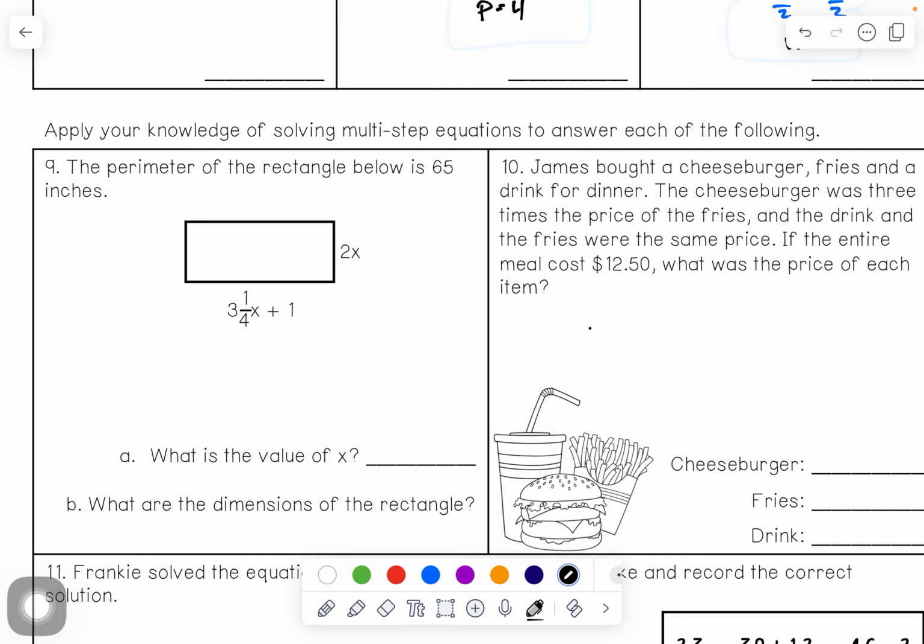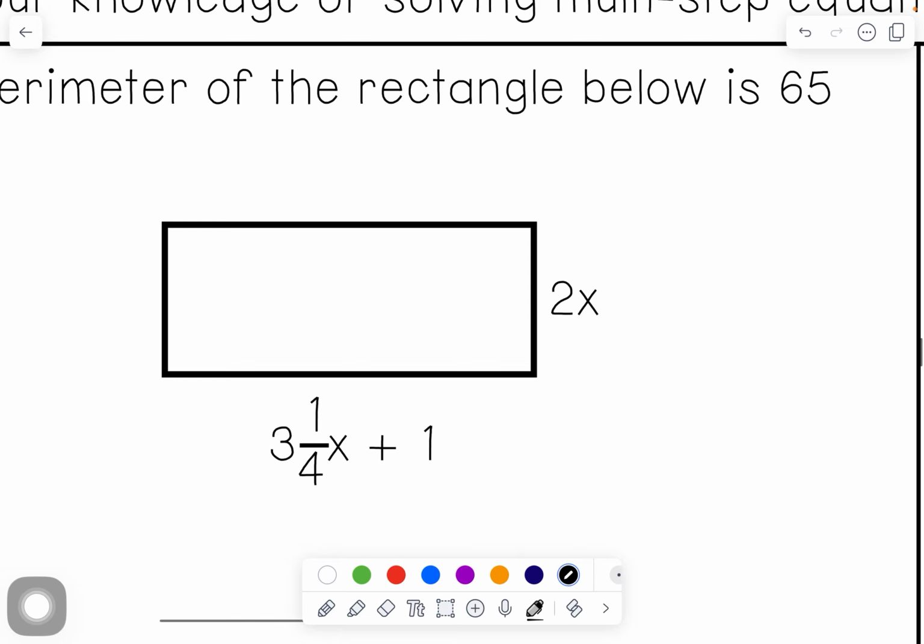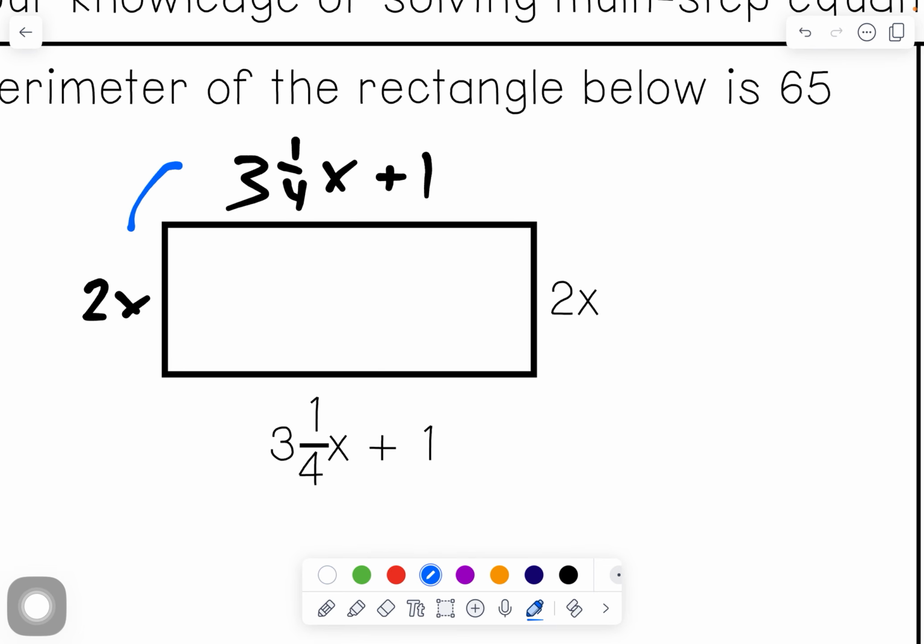All right, let's finish up. Okay, we have the perimeter of the rectangle is 65. So if we know these two sides, don't forget, this came up the other day, the other two sides are the same as the sides they're across from, right? So we're going to add all these sides together. That's perimeter. We've done that a few times now.